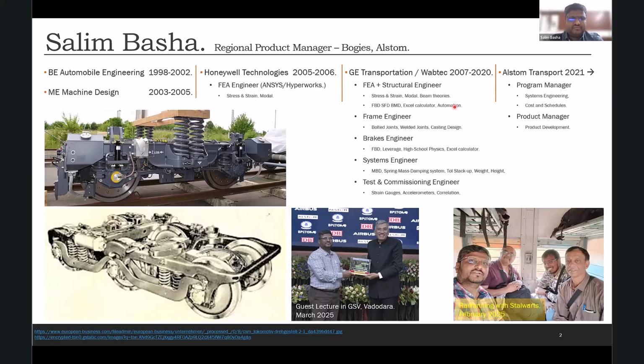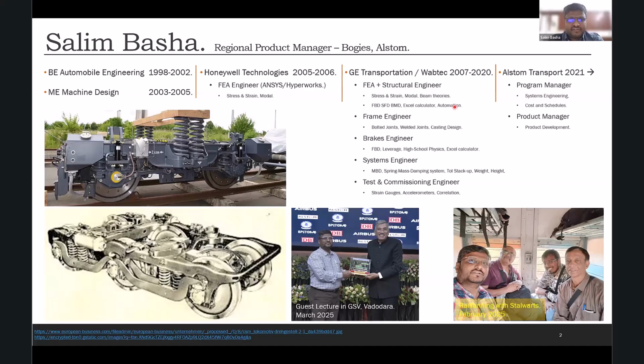So doing the multi-body dynamics, the spring mass damping, how does it work when you put it together? Doing the tolerance stack-ups of the bogies and controlling the weight and height of the bogies, and liaising with the other carbody engineers to ensure that the entire locomotive that we make is really meeting the performance. The bogie is meeting the performance which is expected out of the locomotive.